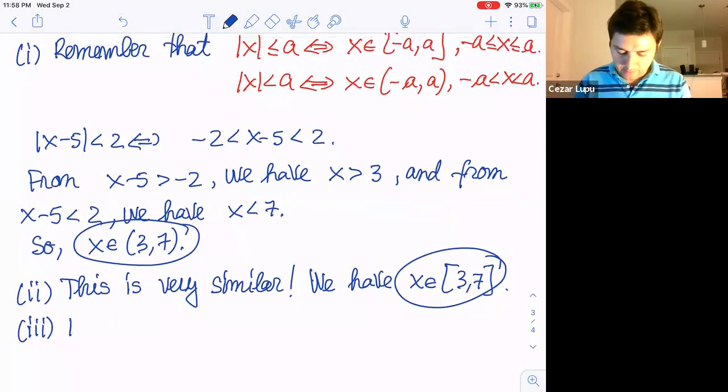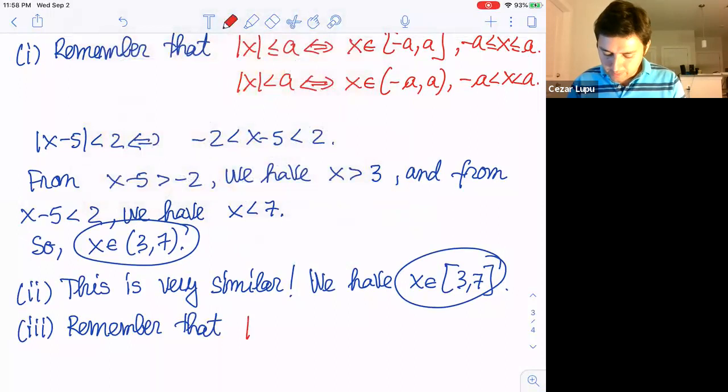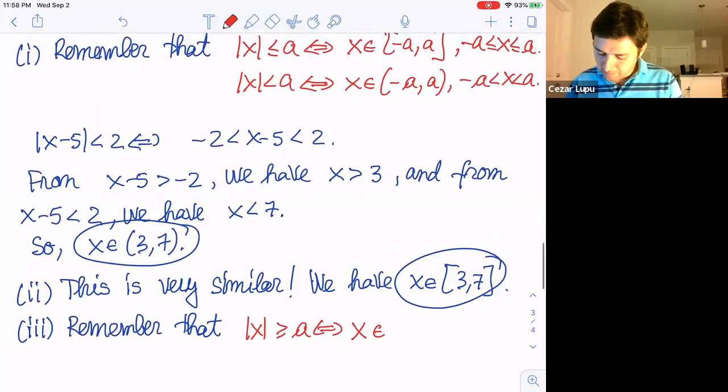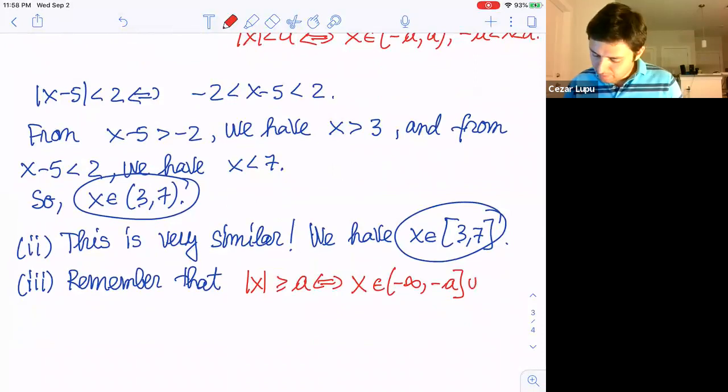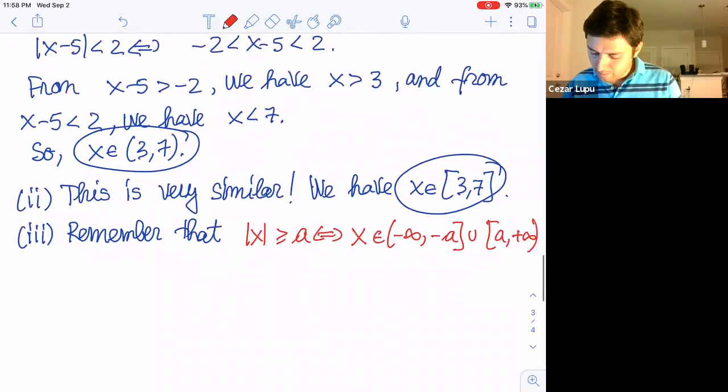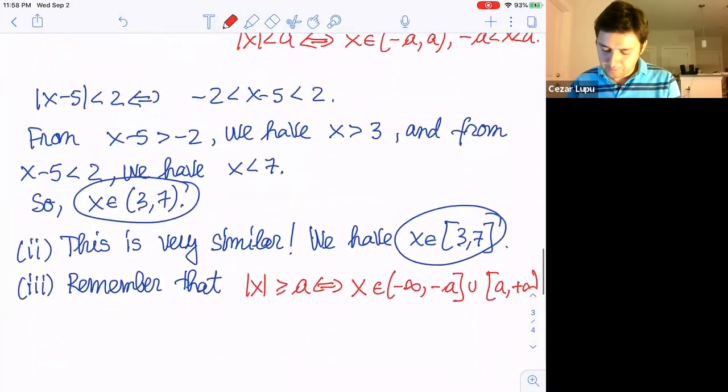And let me remind you, remember that absolute value of x is greater or equal than a, right? This implies that x is in this union of intervals, negative infinity and negative a closed, united with positive a and positive infinity, right? That's what it means.